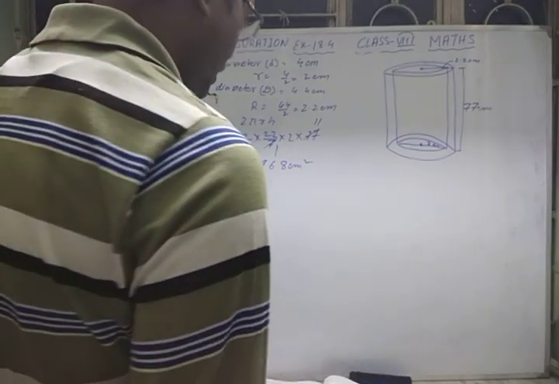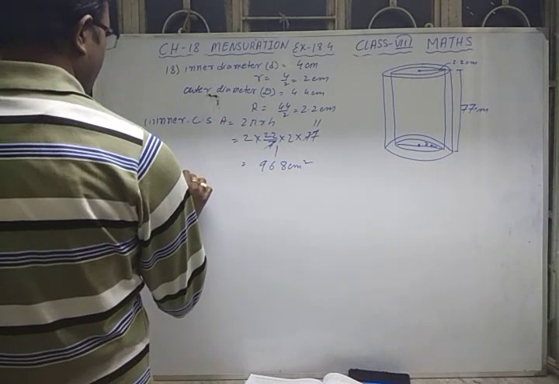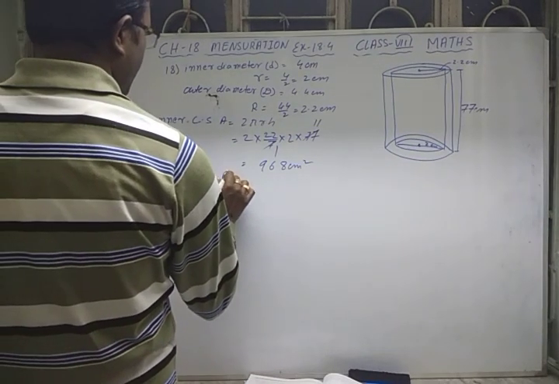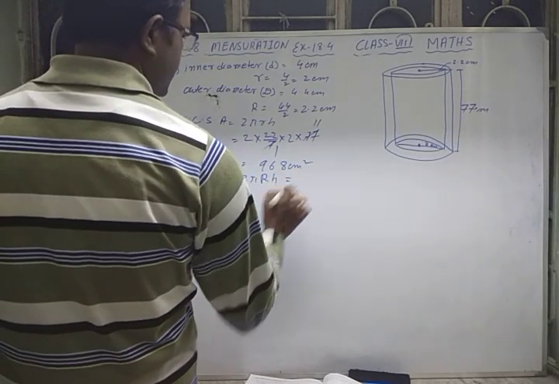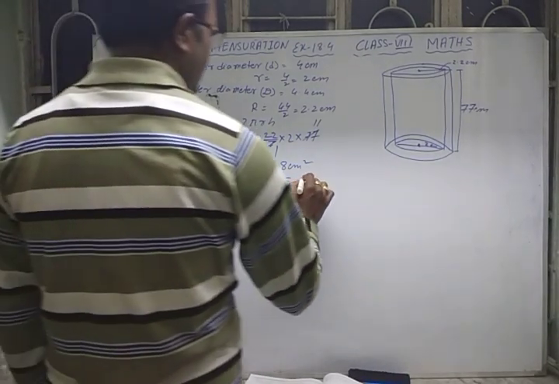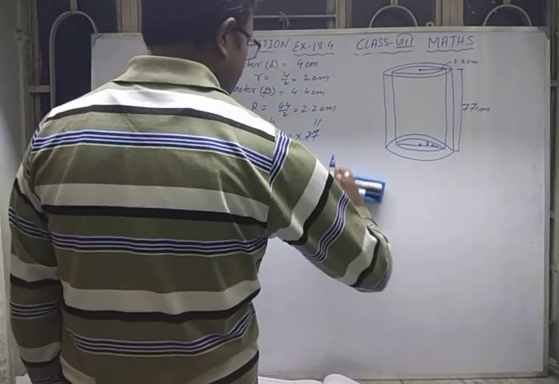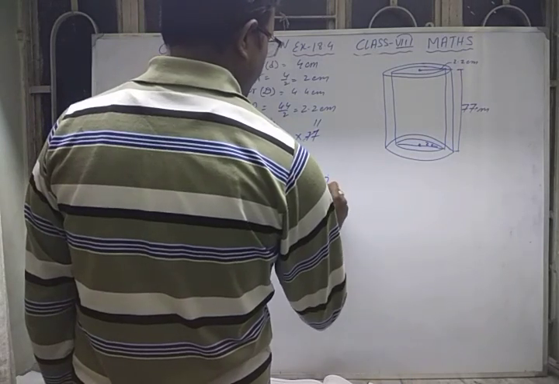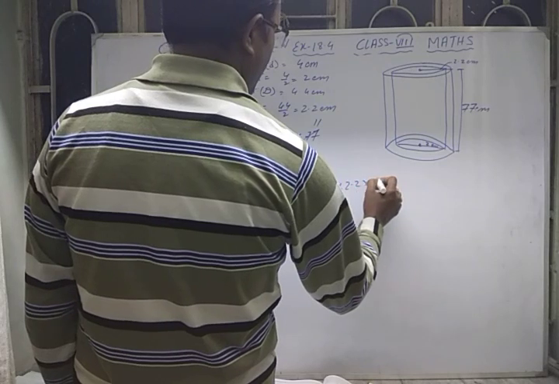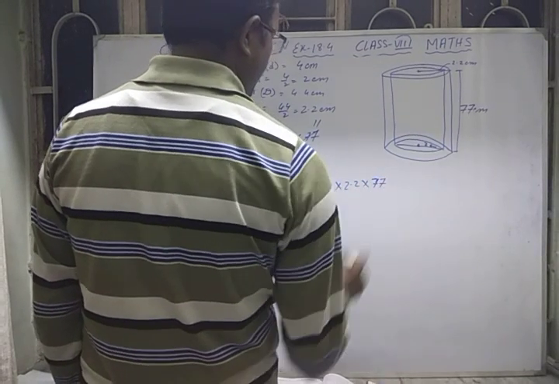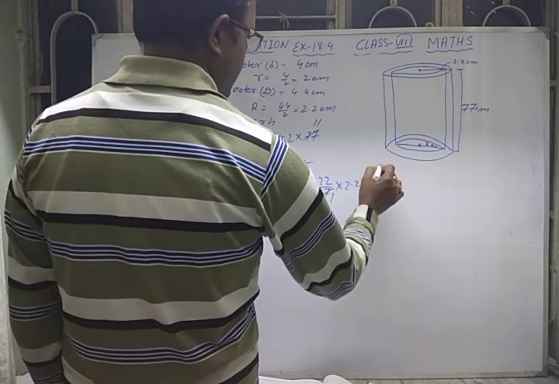Now you have to find the outer curved surface area. Number 2. Outer curved surface area equals 2 pi capital RH. This is equal to 2 into 22 by 7, and the radius here is 2.2 and height is again 77. Now do the cancellations. 7 1 is 7, 7 11 is 77.